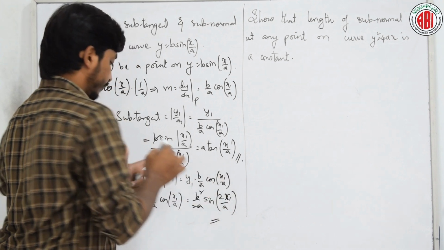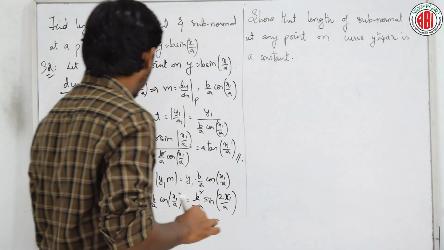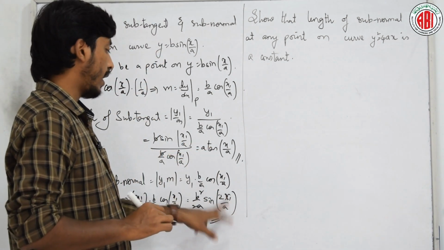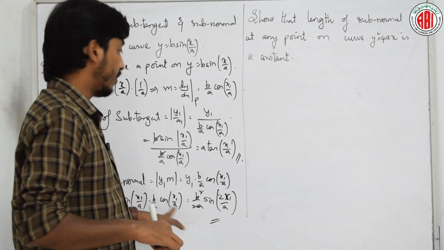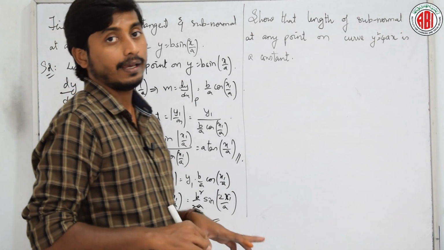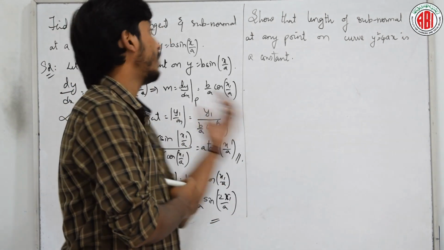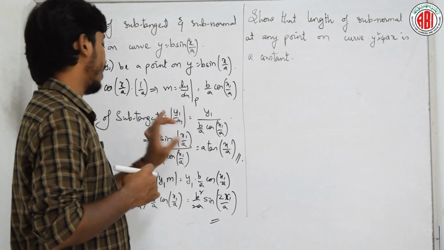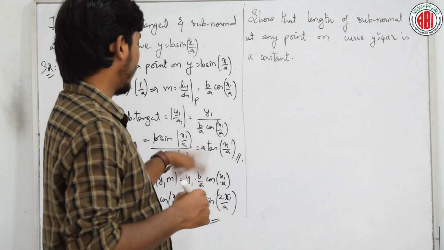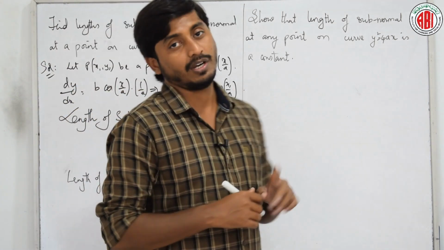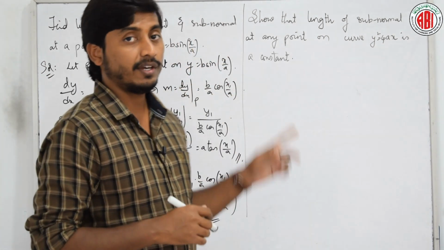Is it? Yes or no? 2 sin a cos a will be sin 2a, and here b into b is b square. However, we are dividing it by 2, it becomes 2a. Clear? What is the formula we have to remember? The length of subtangent is y by m, the length of subnormal is y into m. However, all are positive terms, so we need not put any modulus. Clear? Shall we do the next problem?